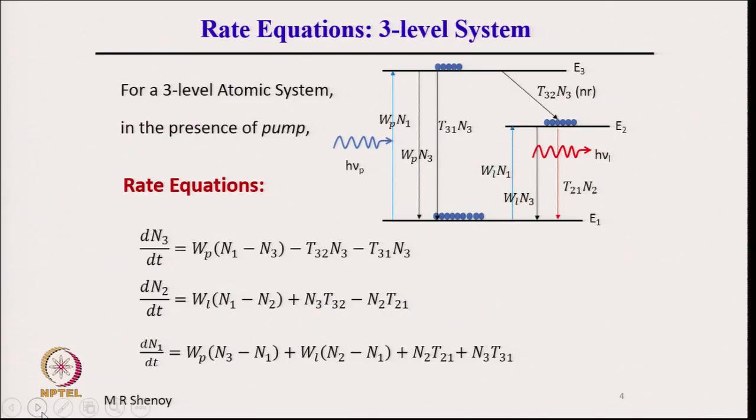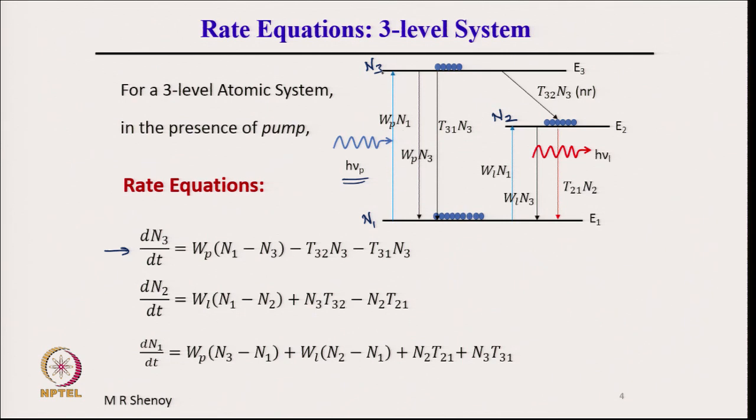Rate equations for a 3 level system. For a 3 level system in the presence of a pump, which is exciting atoms from the ground state to the third level, the rate equations are, first, dN3 by dt. If N3 is the number of atoms in level 3, N2 is the number of atoms in level 2, and N1 is the number of atoms in level 1, then dN3 by dt tells us the rate of change of population in level 3. Now, N3 would increase because of an absorption Wp times N1.